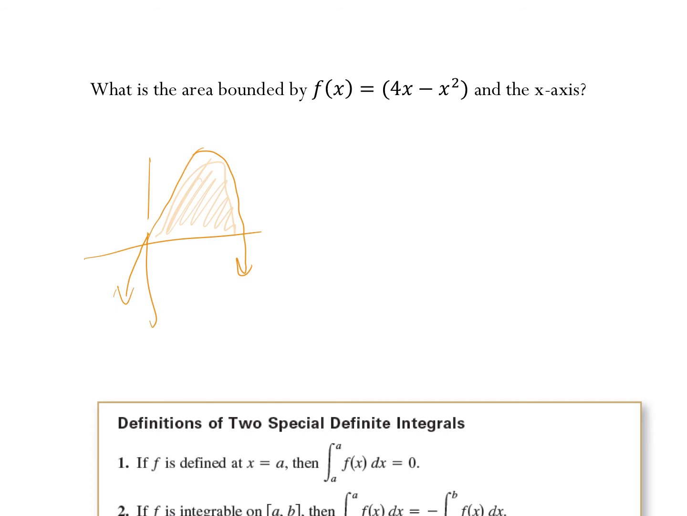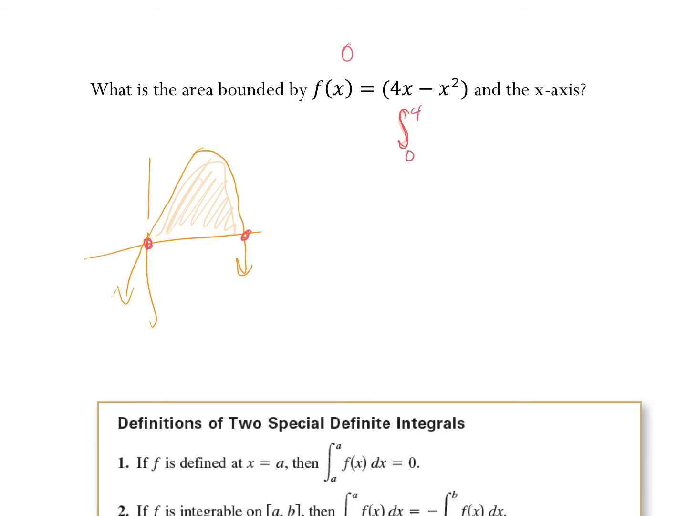So that might make me want to use an integral. But I need to know the bounds of my integral. So we essentially need to know, well, what are these two points? Anyone have any ideas? 0 and 4.